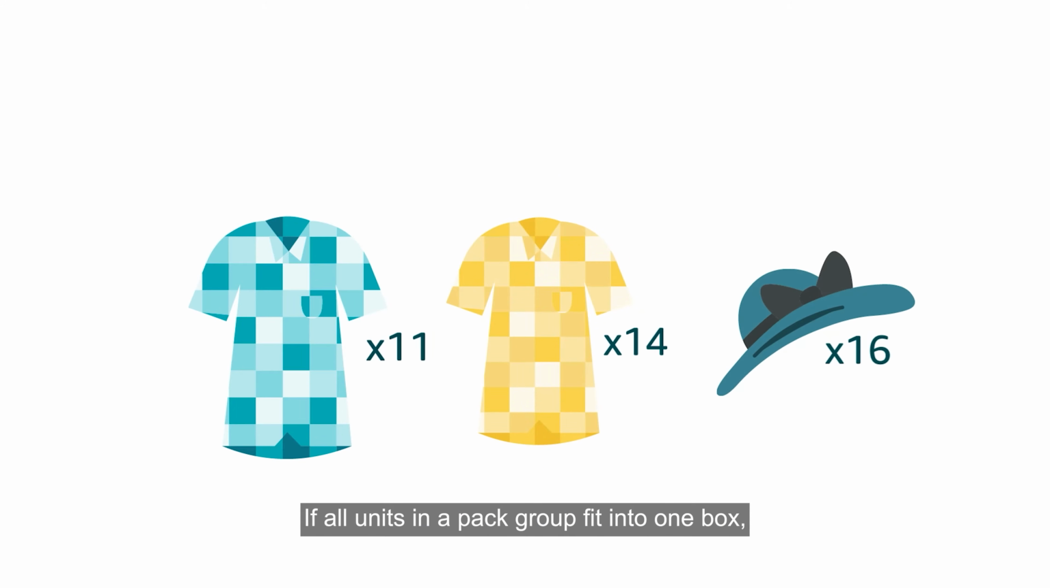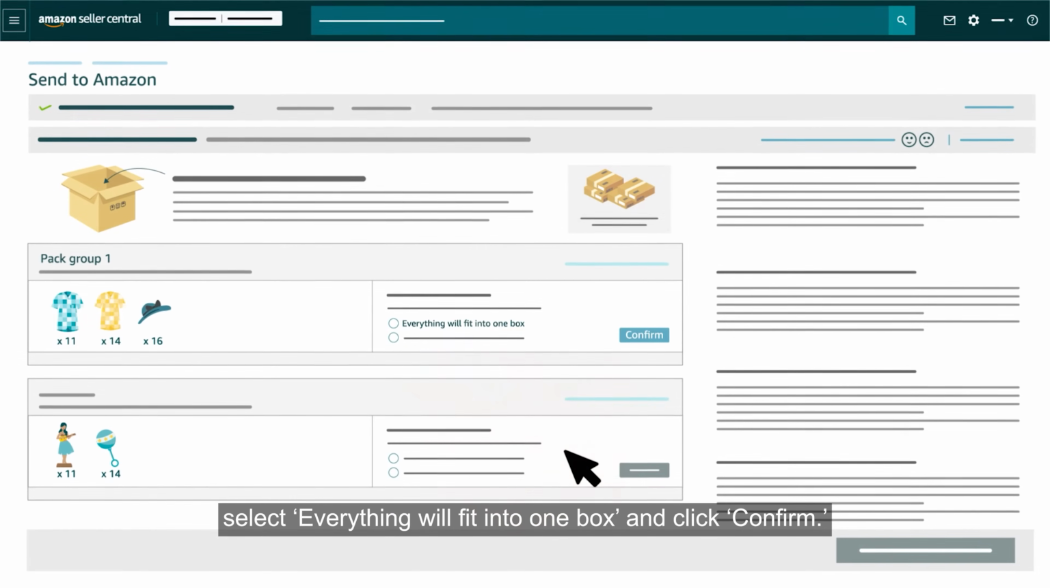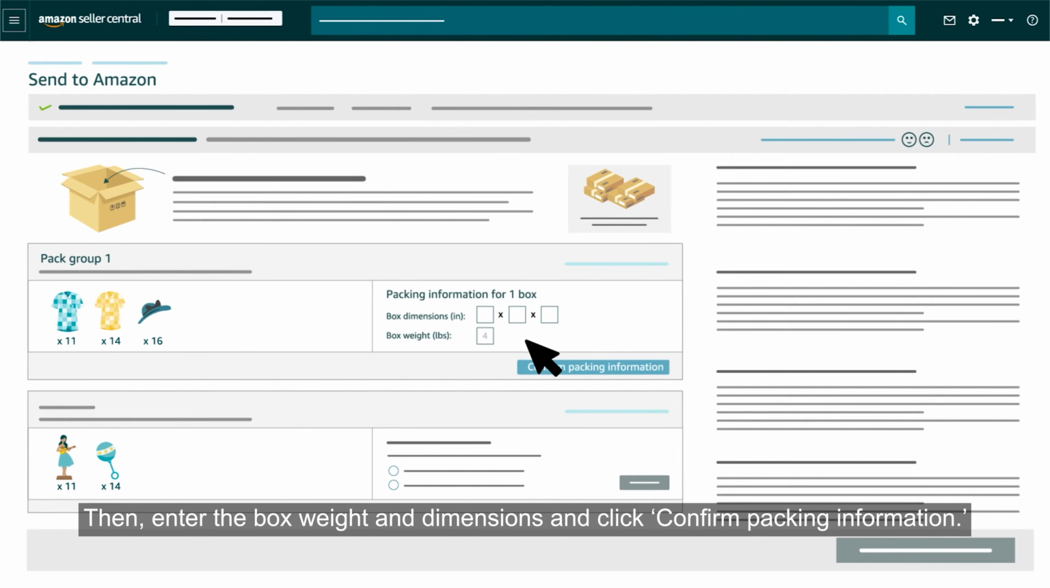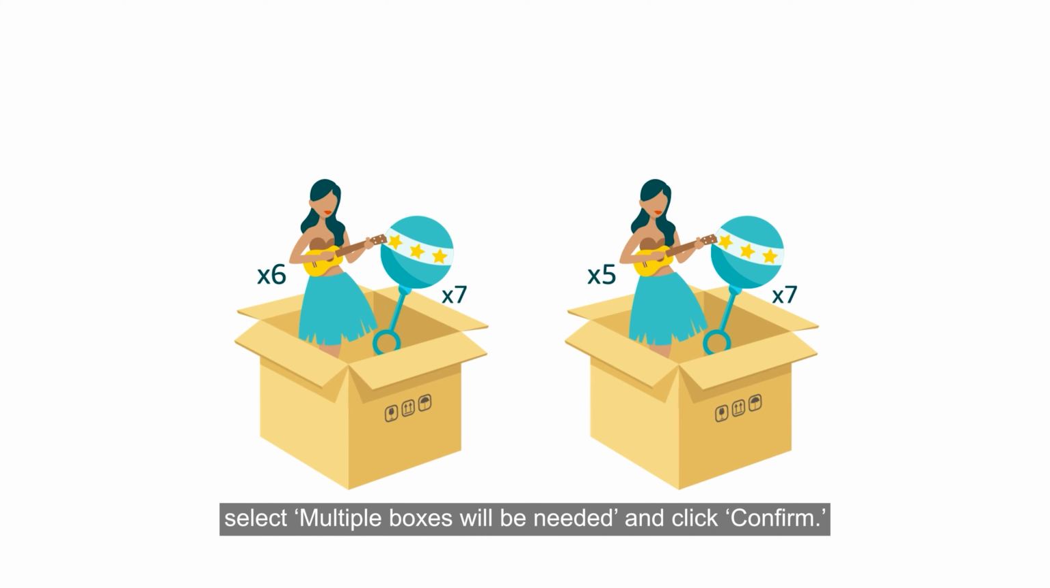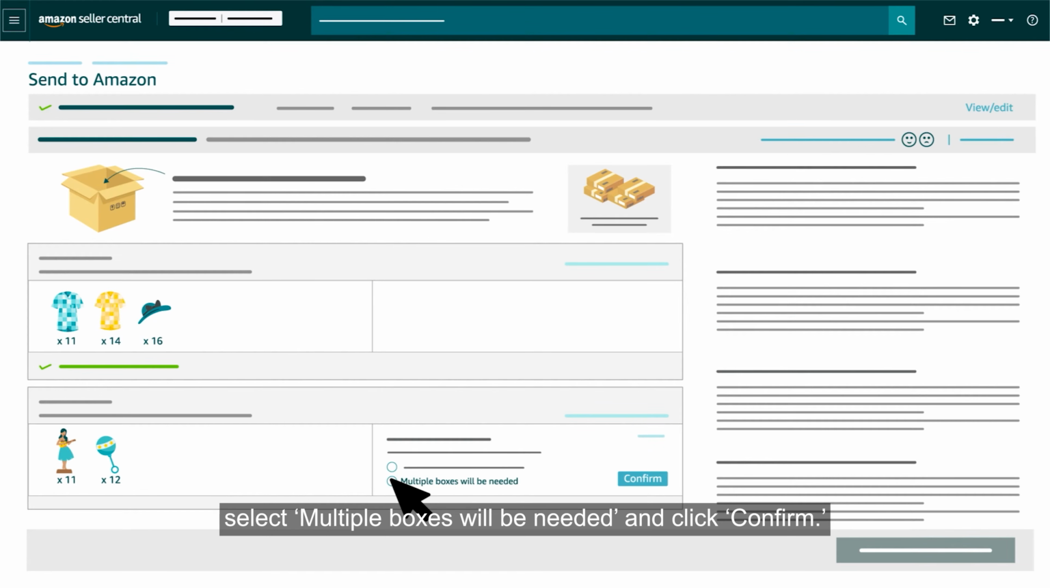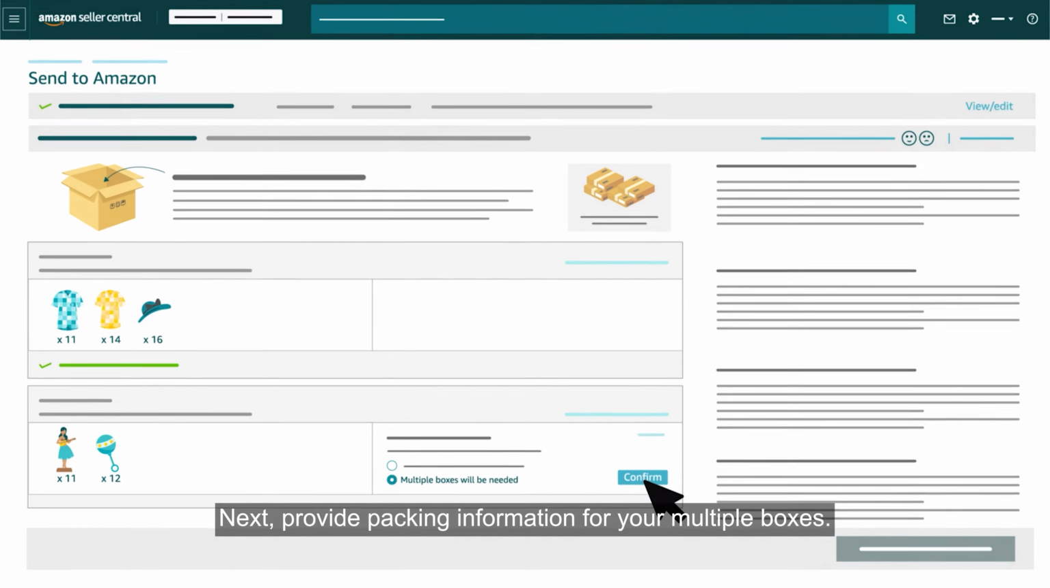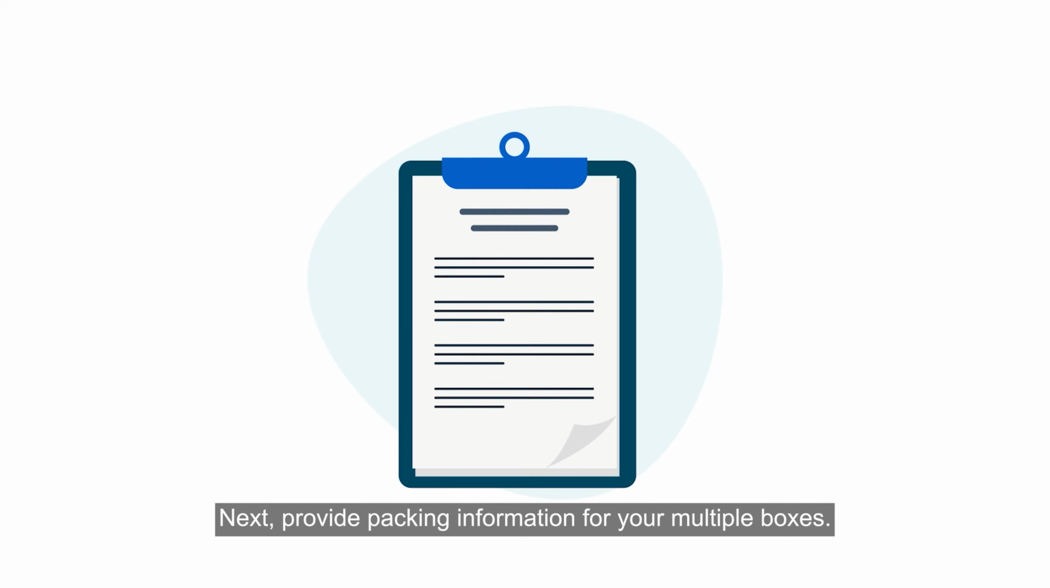If all units in a pack group fit into one box, select Everything will fit into one box and click Confirm. Then enter the box weight and dimensions and click Confirm Packing Information. If the units in a pack group will be packed in more than one box, select Multiple boxes will be needed and click Confirm. Next, provide packing information for your multiple boxes.